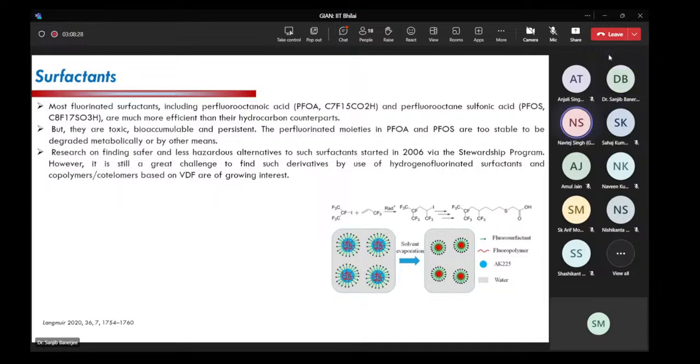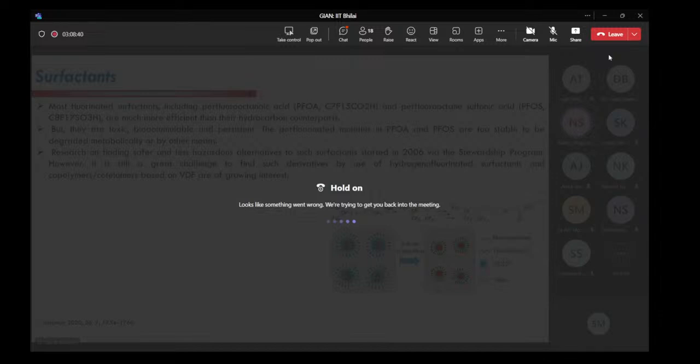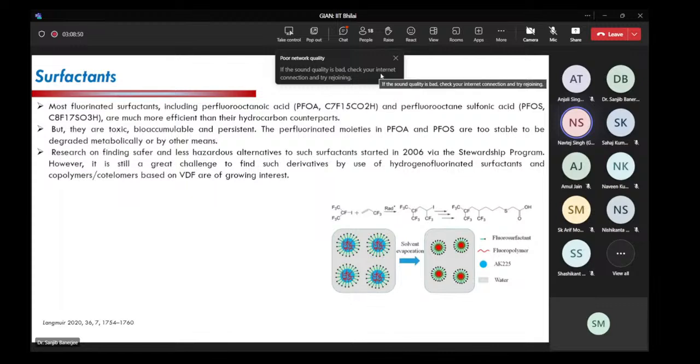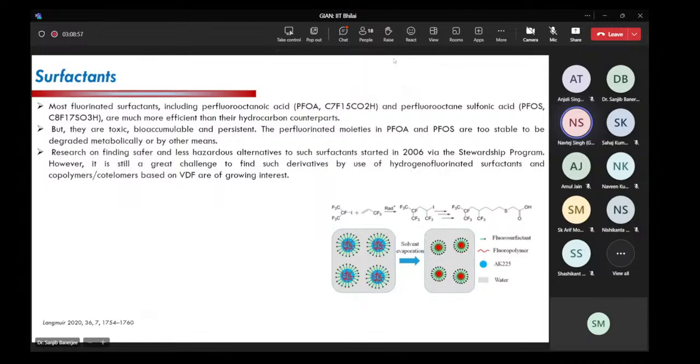Critical micelle concentration: below it there will be no micelle existence. Above that concentration, micelle formation starts. And I think the temperature at which this critical micelle concentration exists is known as Kraft temperature.